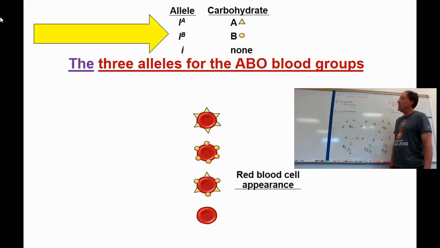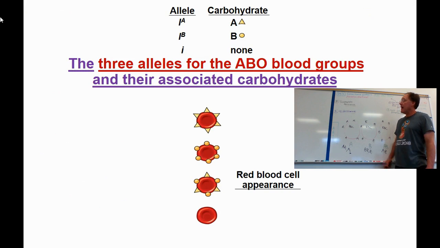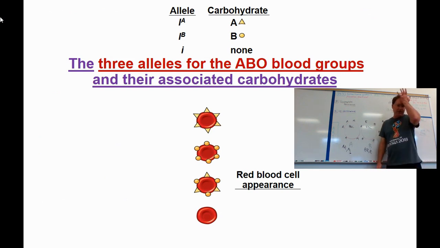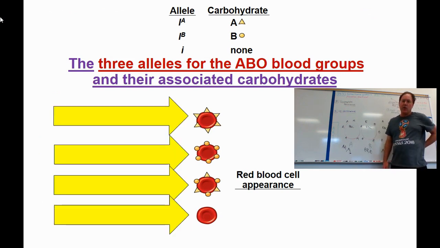Here are the 3 alleles for the ABO blood types. And then, sorry, these aren't proteins. I thought these were sugars. These are sugars that exist on the surface of the red blood cells. See that they're all different.